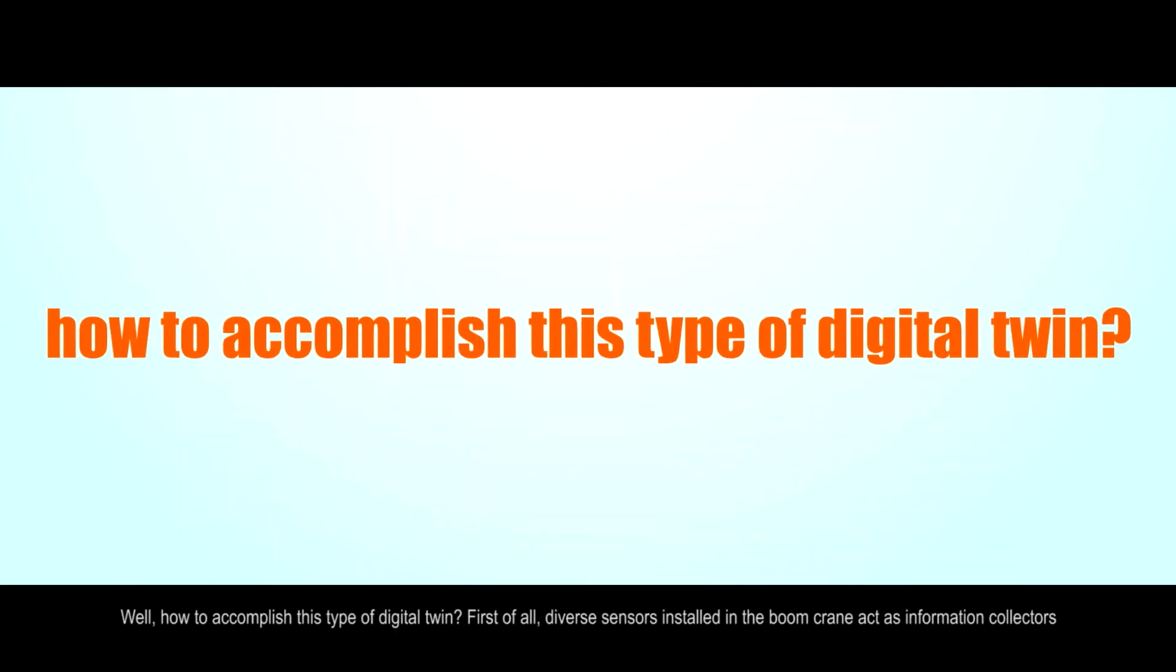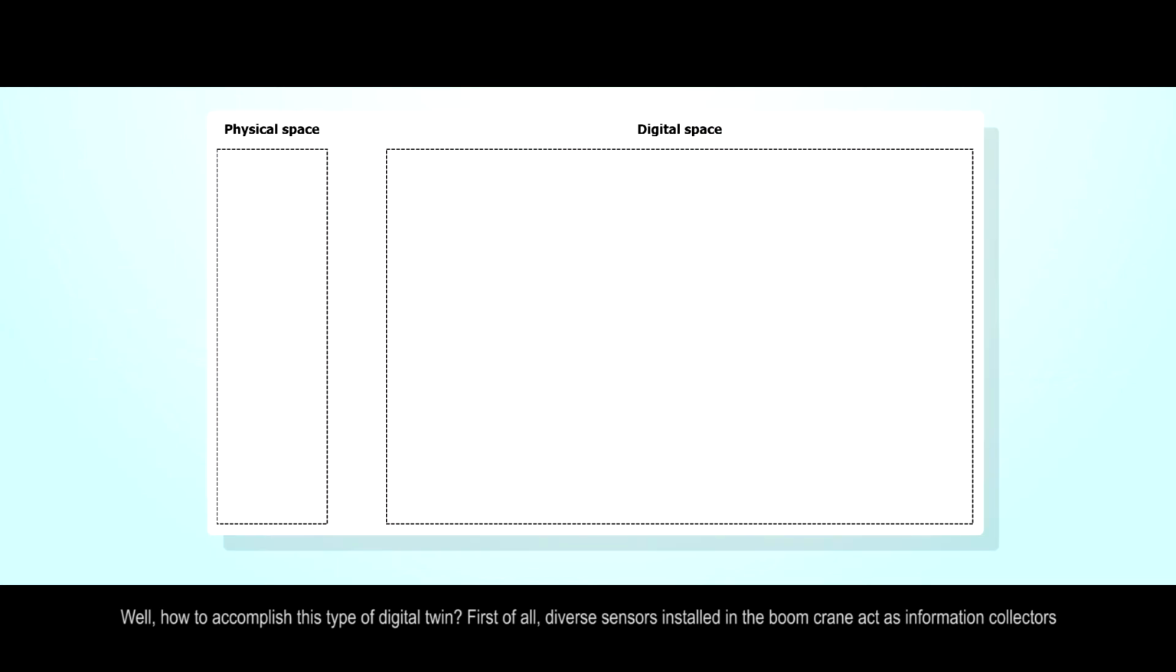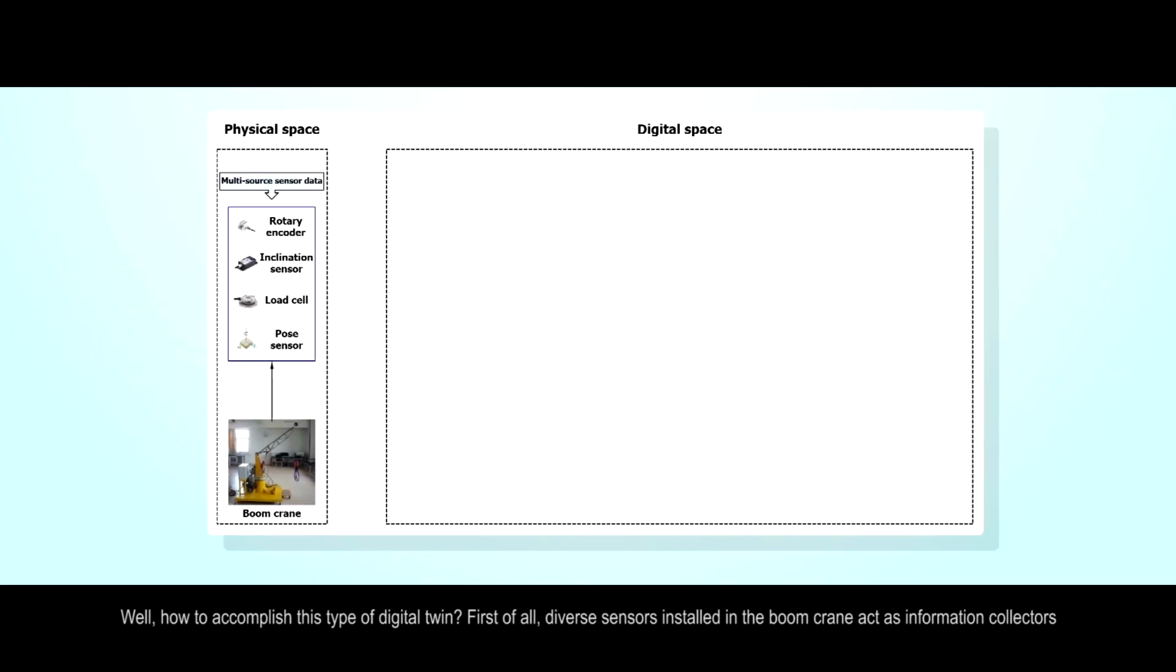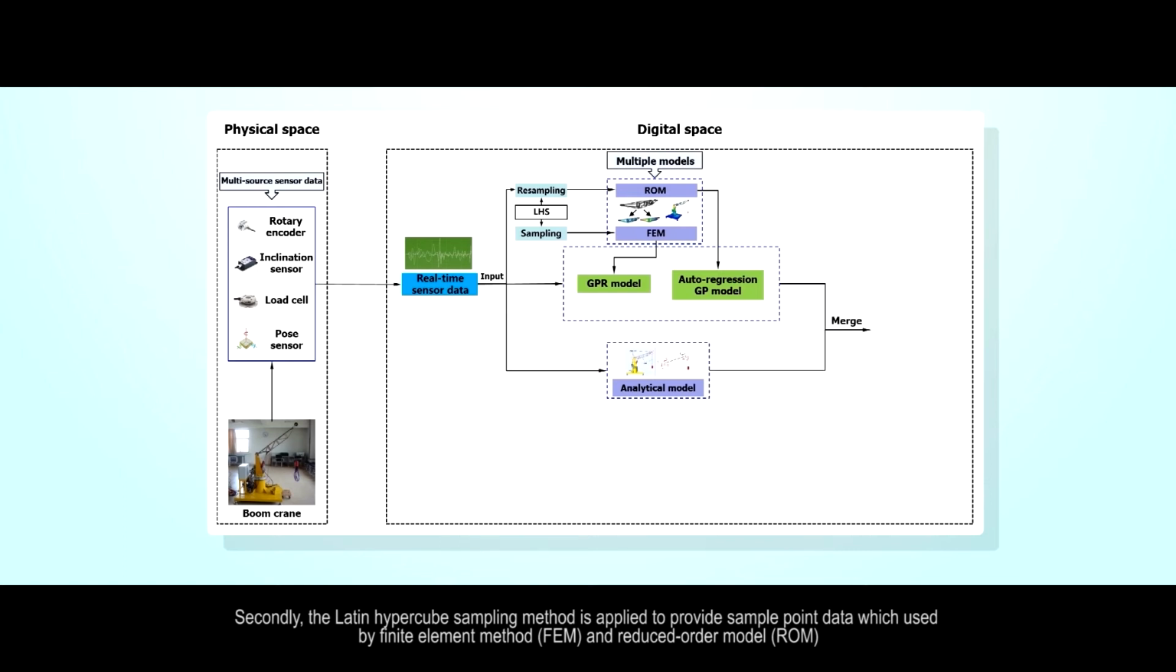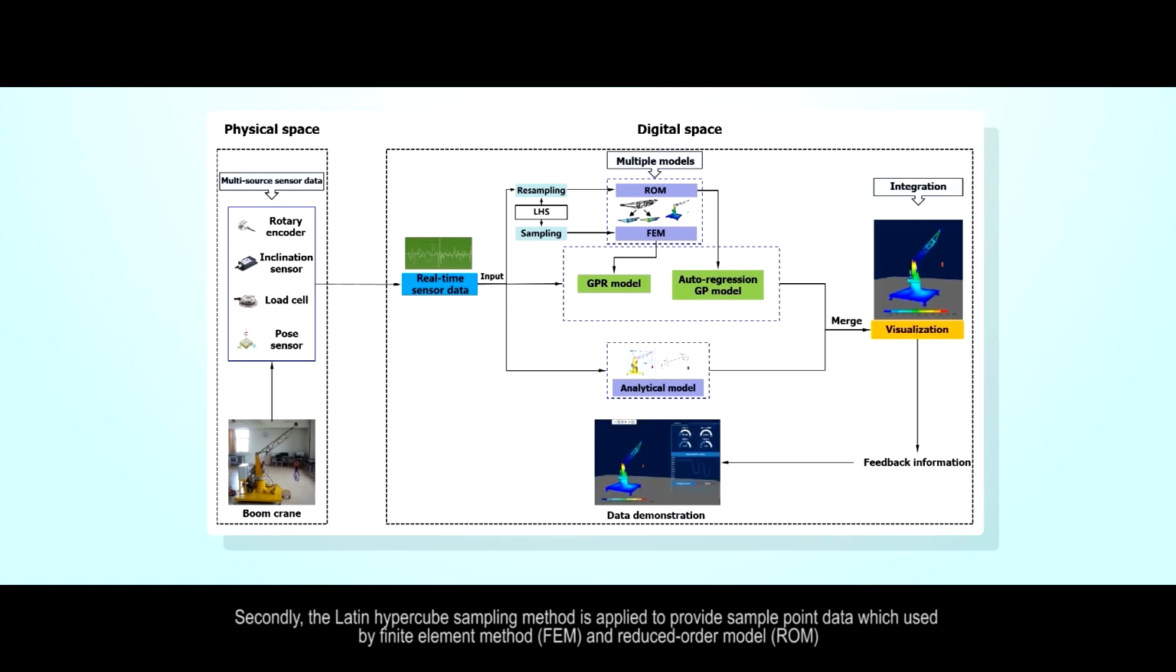Well, how to accomplish this type of digital twin? First of all, diverse sensors installed in the boom crane act as information collectors. Secondly, the Latin hypercube sampling method is applied to provide sample point data, which is used by the finite element method, FEM, and reduced order model, ROM.